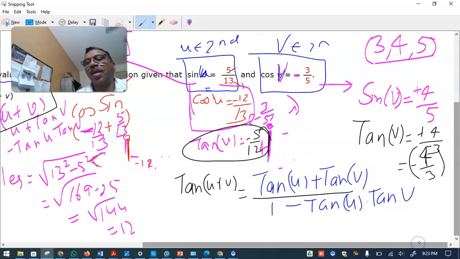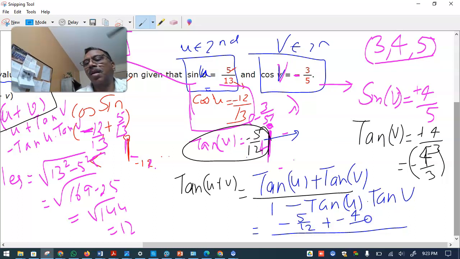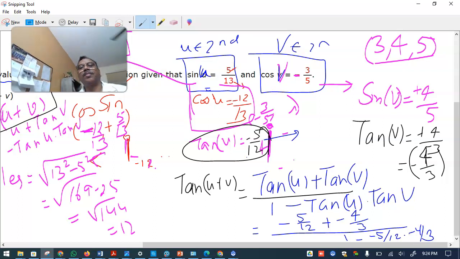So all you do is just replace this tan u. This becomes minus 5 by 12 plus tan v is minus 4 by 3, and then 1 minus tan u is minus 5 by 12, and v is... and there you go. And then the rest you just work out this and you can get the answer.